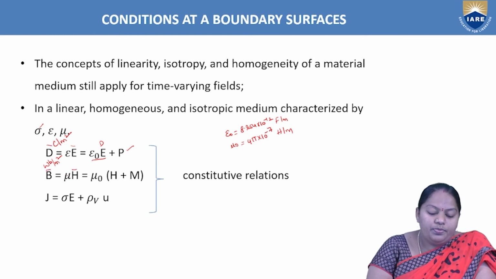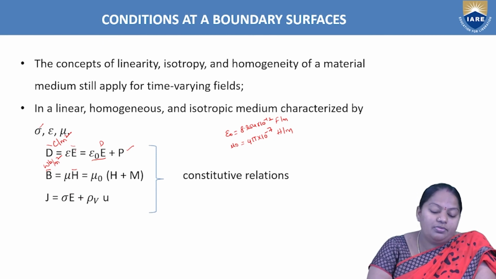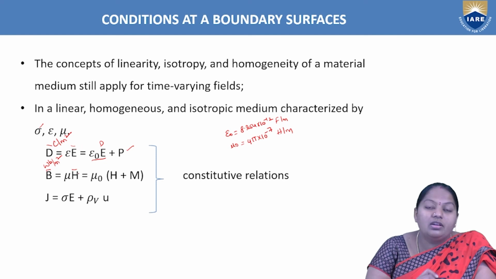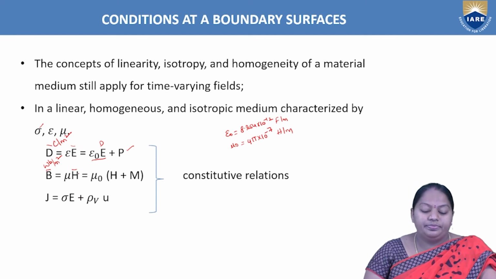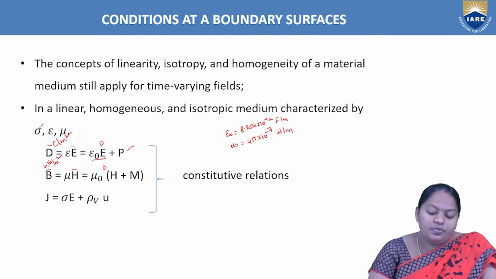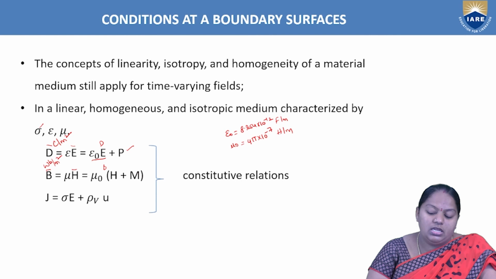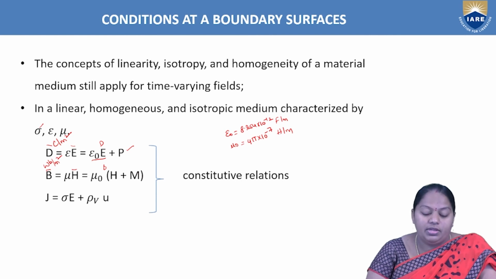So epsilon in the electric case is mu in the magnetic case, and E is H in the magnetic fields: electric field intensity as E and magnetic field intensity as H. And B equals mu naught into H plus M. Here mu naught into H is given by B, and M is the notation for the magnetization of the materials in magnetostatic fields.